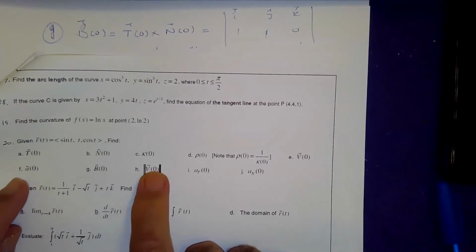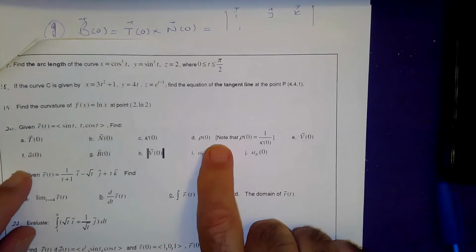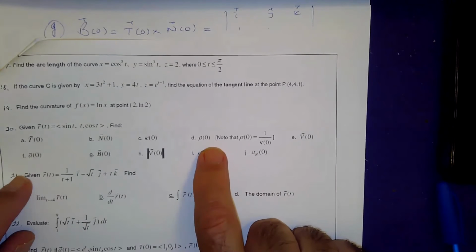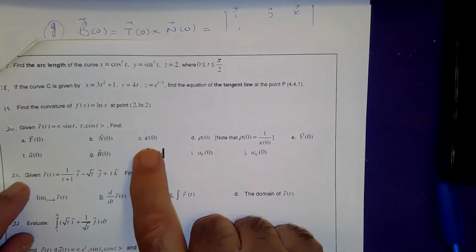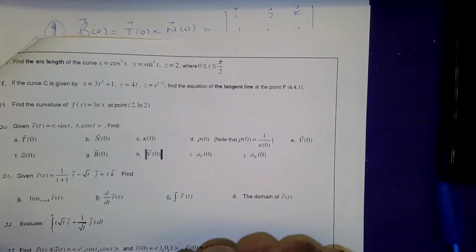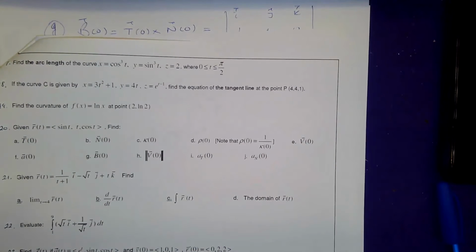Are we okay? Incidentally, rho is what? A radius of curvature, which is the reciprocal of what? Curvature. Remember what curvature does. It measures what? The amount of bend.